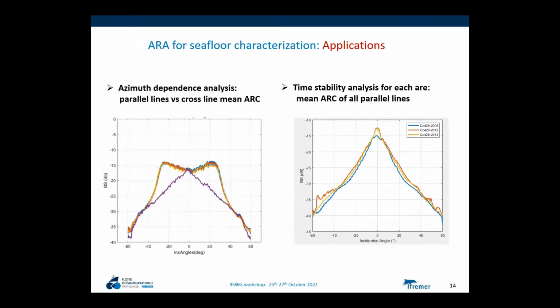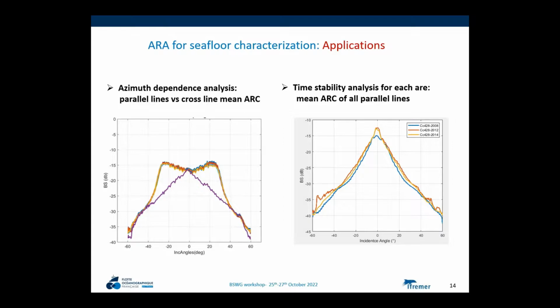With the angular response curves, we also did a lot of azimuth dependence analysis in our area. It's just a comparison between the parallel lines in the same area and the cross lines. If we have azimuth dependence, we can see it very easily, but we can't do that in the mosaic. This image displays the mean curves for each of the parallel lines and the cross lines. If there is any azimuth dependence, we can see it.